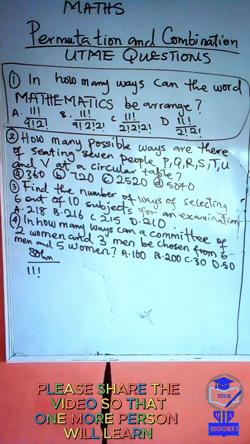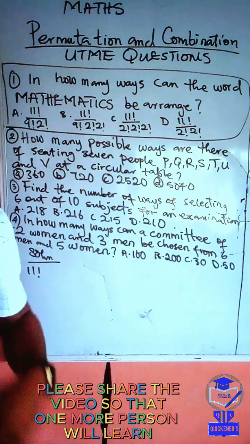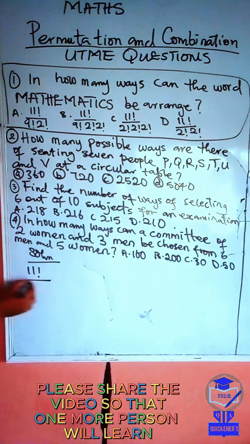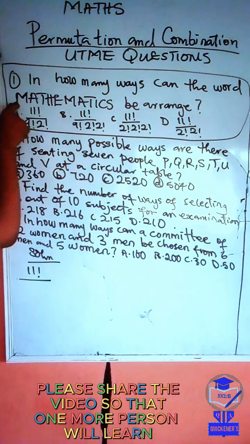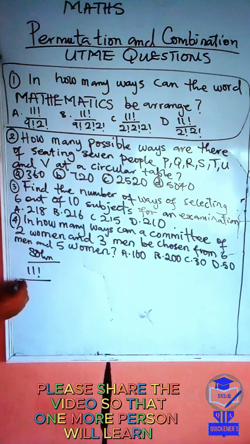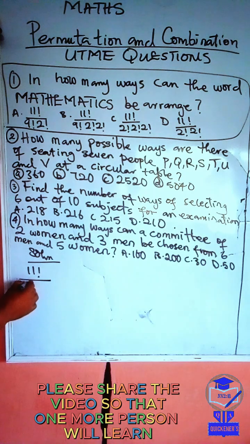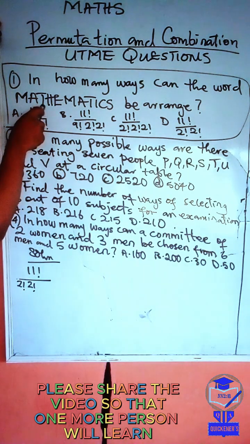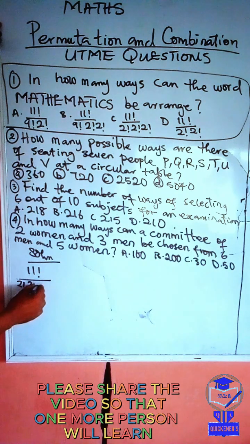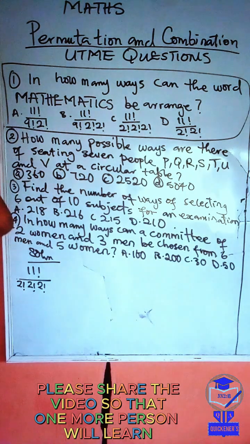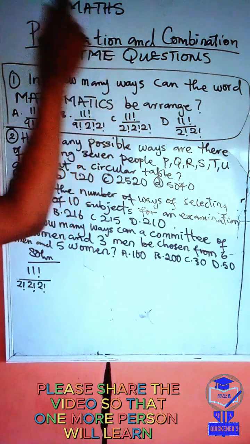I hope you can see that: 11 factorial. But because you have some letters that are in multiple form, those letters that are repeated, you have to divide 11 factorial by those letters. So we have M. How many M do we have? 1, 2. So you say 2 factorial. A, how many A? 1, 2. Another 2 factorial. P, how many P? 1, 2. Another 2 factorial. H is 1, E is 1, and every other letter is 1.